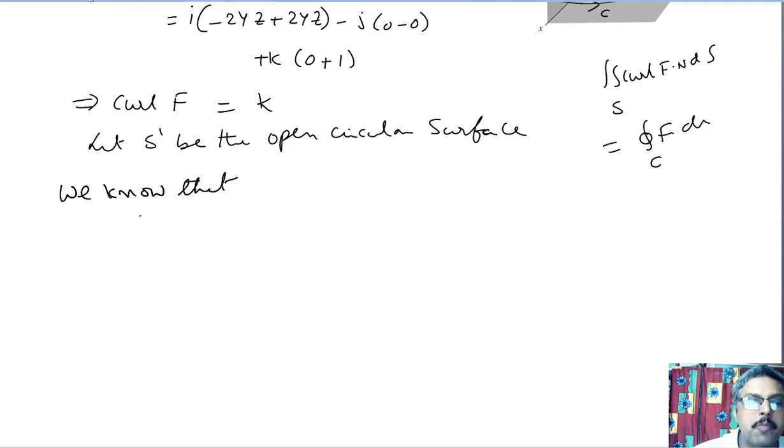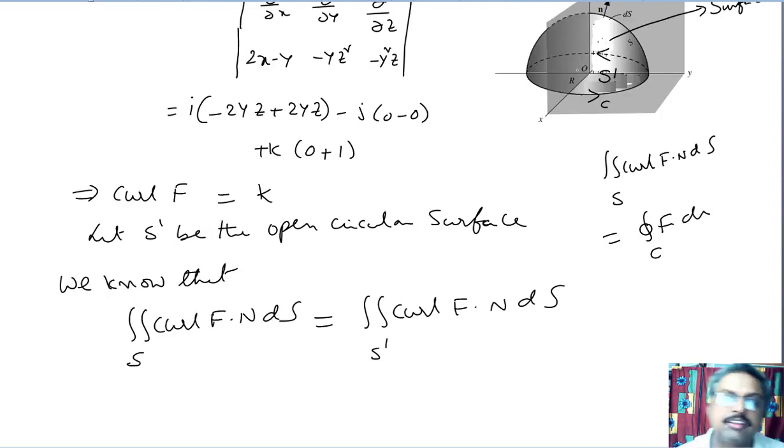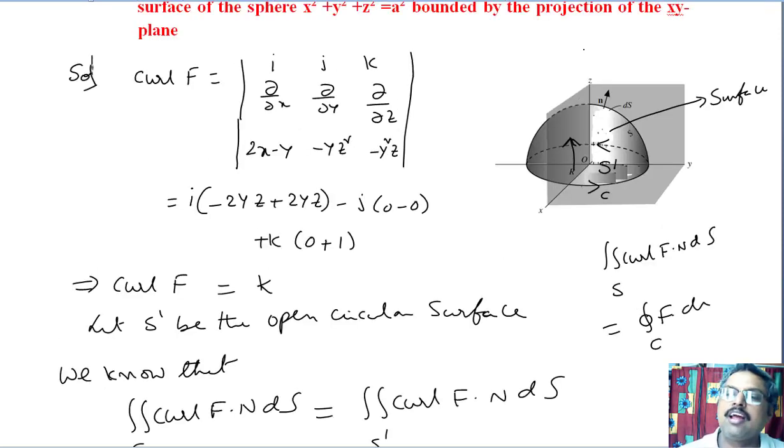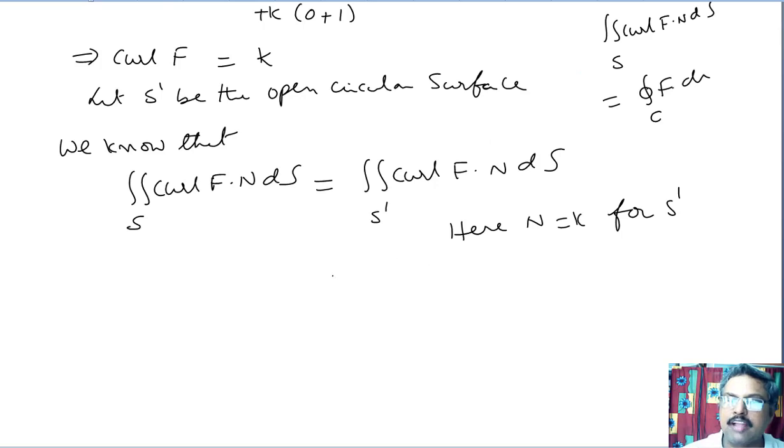We know that the double integral of curl f dot n ds over the surface S is the same as the double integral of curl f dot n ds over the surface S dash, but take the normal in this direction. Now what is the normal to the circular surface? The z-axis is the normal, the unit normal is k. So here n equals k for S dash.